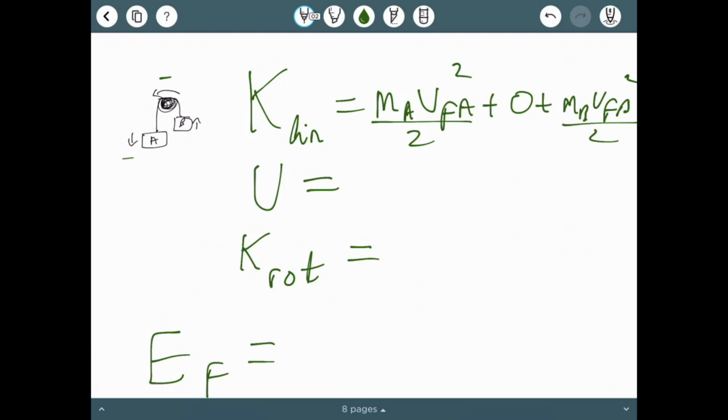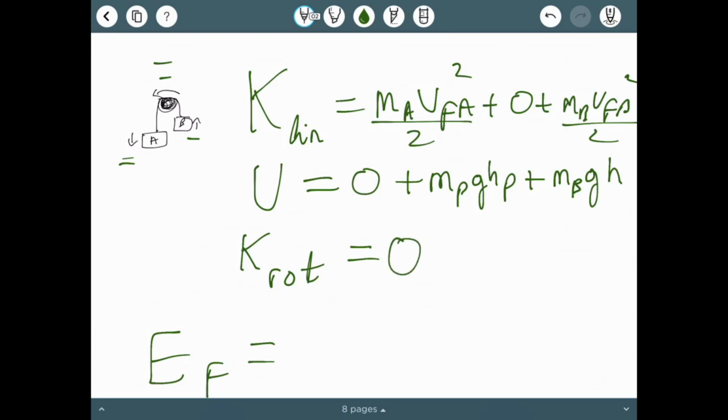For the potential energy, A will be at the ground, so it will have a potential energy of 0. The pulley will still have the same potential energy, M_P g h_P. And B will have a potential energy of M_B g h. Now for the rotational, A and B are not rotating, so they will have rotational kinetic energies of 0. But the pulley, however, is allowed to rotate. So it will have a rotational kinetic energy of I, which is the moment of inertia, times omega, which is the angular velocity, squared, over 2.